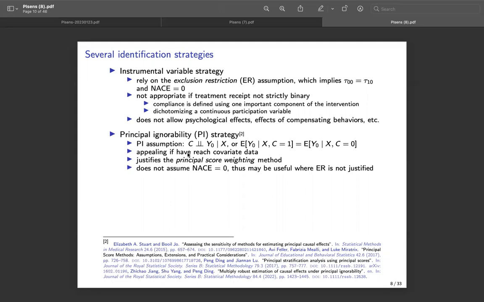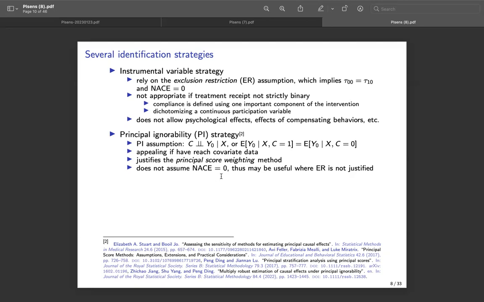Principal ignorability is another identification strategy. The assumption is basically that you have a rich enough set of covariates X, such that conditional on this X, the principal strata are independent of the potential outcome under control. Or simply that the potential outcome is mean independent of principal strata conditional on X. This assumption is appealing if we have rich covariate data. And in a lot of cases, studies have rich covariate data. It justifies what has become known now as the principal score weighting method.